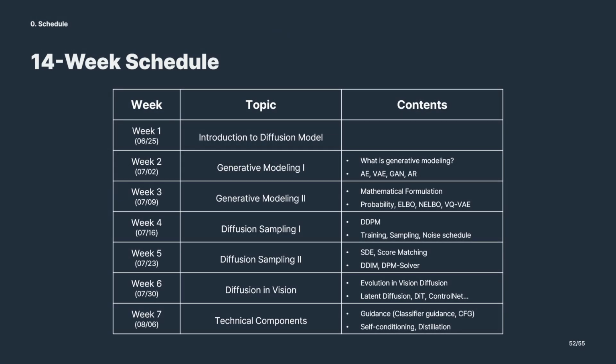Next, I'd like to briefly introduce a few additional topics that we hope to explore in future sessions. We'll begin by covering the basics of generative modeling, including the major approaches like autoencoders and GANs, as well as the mathematical foundations needed for understanding diffusion models, like ELBO. In weeks 4 and 5, we'll take a deeper dive into the diffusion framework, discussing the training objectives, sampling methods like DDIM or DDPM, and score-based learning techniques. Then, we'll explore how diffusion is applied in the vision domain, followed by key technical components such as guidance mechanisms and distillation techniques.